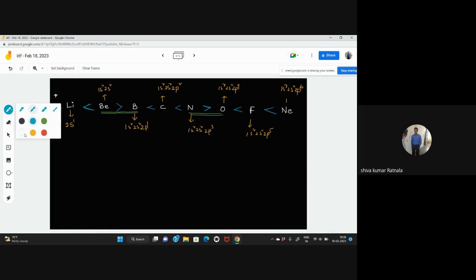Now the question is, in case of beryllium to boron, the IP order is this, right?